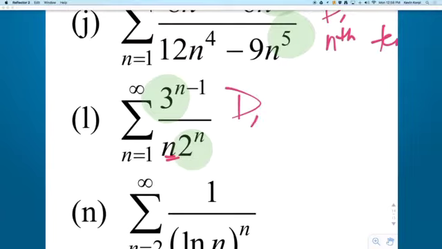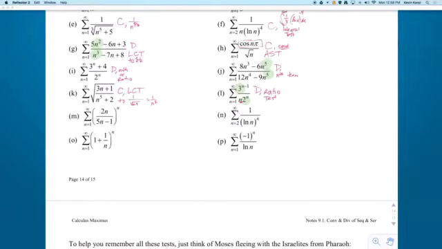And what test would you use? You would have to use the ratio test. Yeah, because the n is there, you'd have to use the ratio test. If the n wasn't there, you can almost turn it into a divergent geometric series.